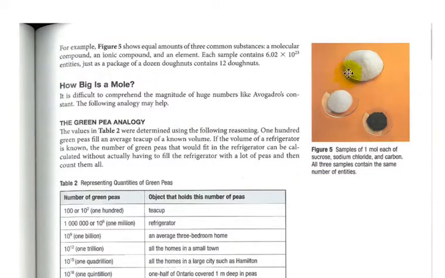So here we have other things here too. These all represent a mole of different particles: sucrose, sodium chloride, and carbon. But you can see that they would have different masses. Same number of each individual particles, but different mass.